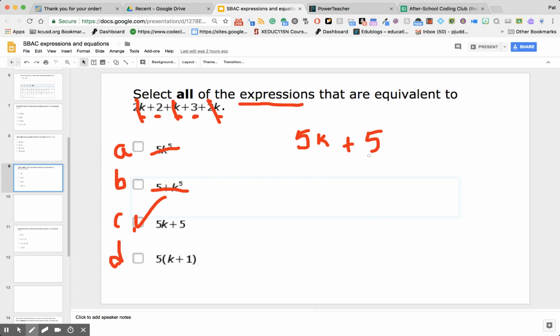And I'm thinking, would this be the same thing as this? Well, if I pull out the factor 5, I'm left with k plus 1.